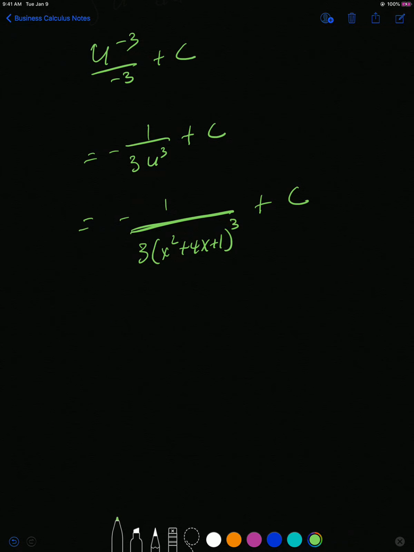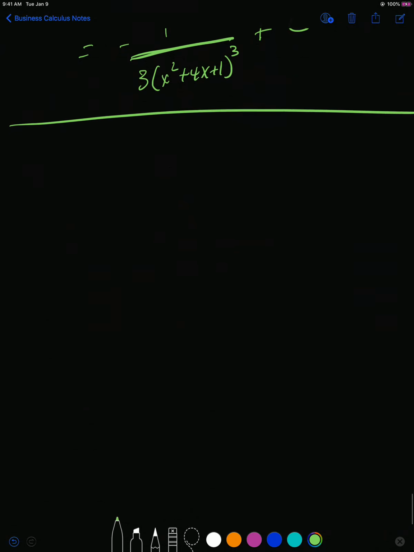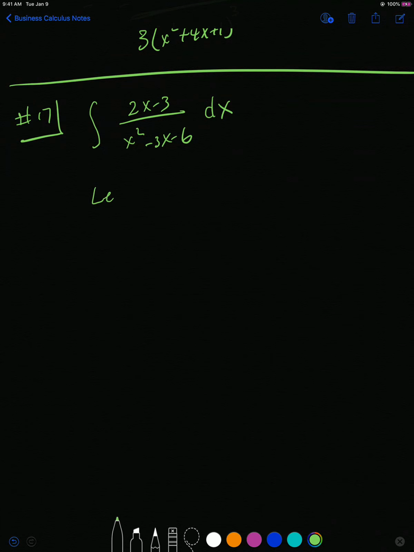Number 17 looks like more of the same, but actually ends up being a very different answer. I have the antiderivative of a fraction one more time: 2x minus 3 divided by x squared minus 3x minus 6 dx. We're rolling now. Let u equal x squared minus 3x minus 6.